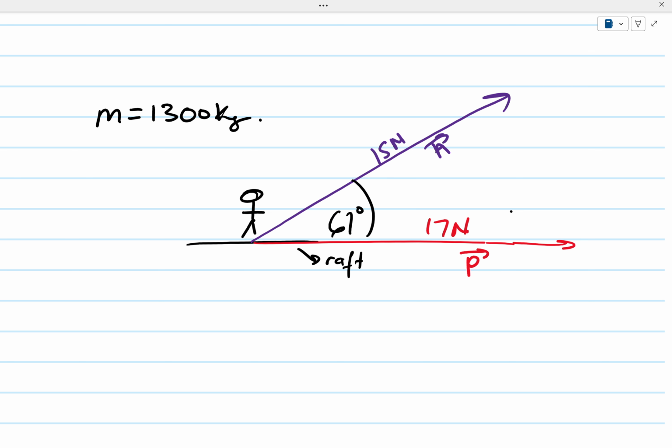We need to find the x and y components of the raft's acceleration, and then find the sum of forces acting in the x direction and the forces acting in the y direction. So just looking at something like that, are we able to do a question like this? Are you able to find the components of the acceleration here?